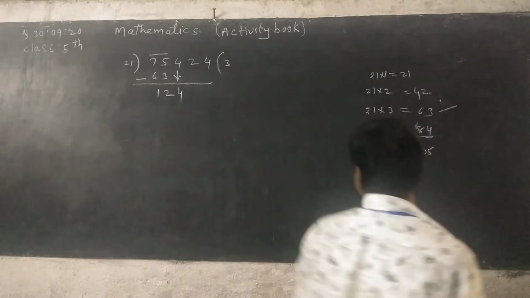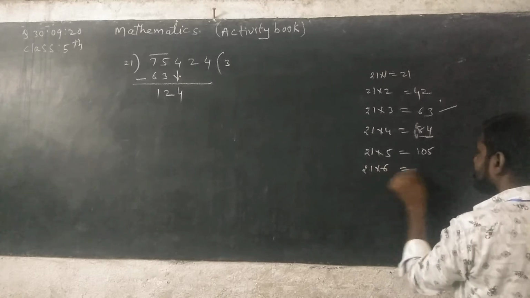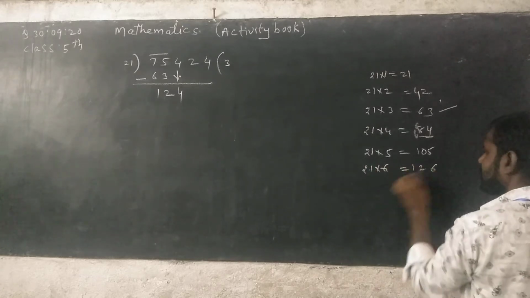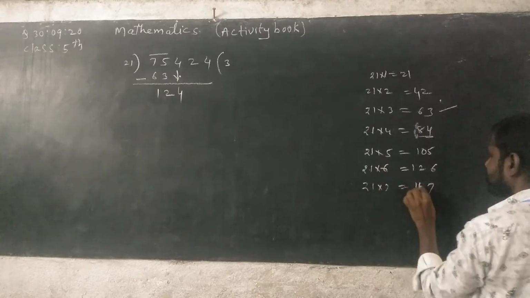See here, 21 sixes are 126, 21 sevens are 147.